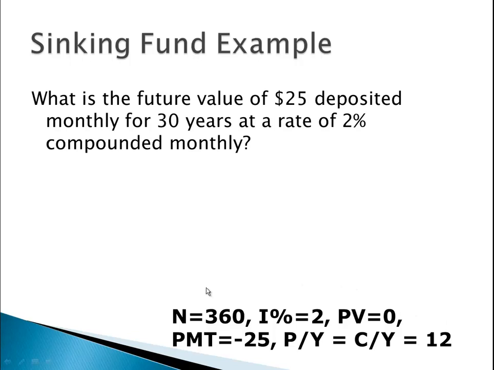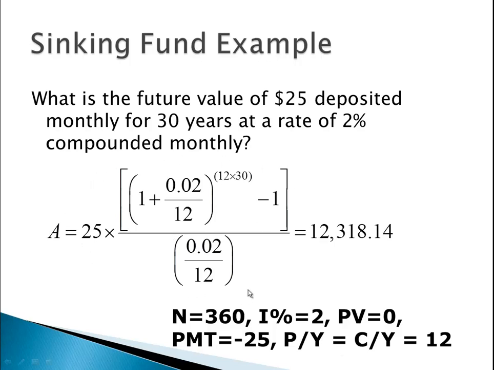This down here at the bottom of the screen is how I would type it into my calculator. If you're using the TVM solver, this is the information I would enter, and then I would move my cursor to the future value line, FV, and do alpha solve. If you're using the formula, this is the setup: 0.02 divided by 12, and the 12 times 30 for the 360 payments in the power. When we crunch this out using either the calculator or the formula, we get 12,318.14. So there's an example of a sinking fund.